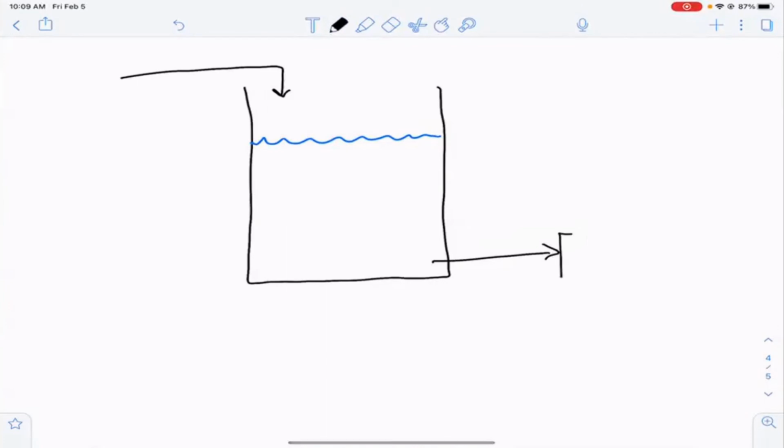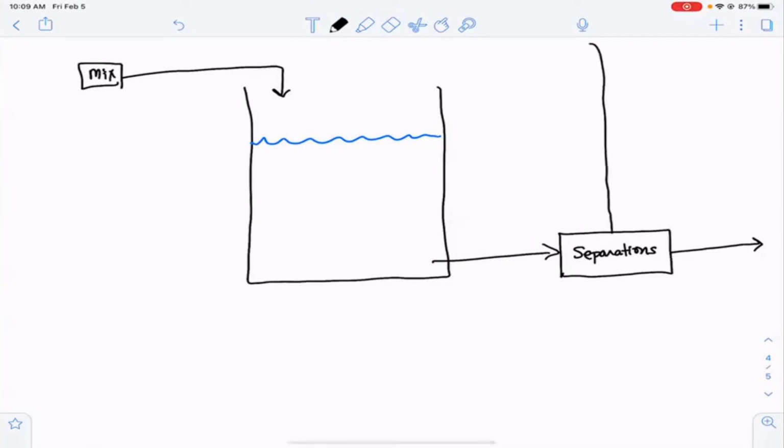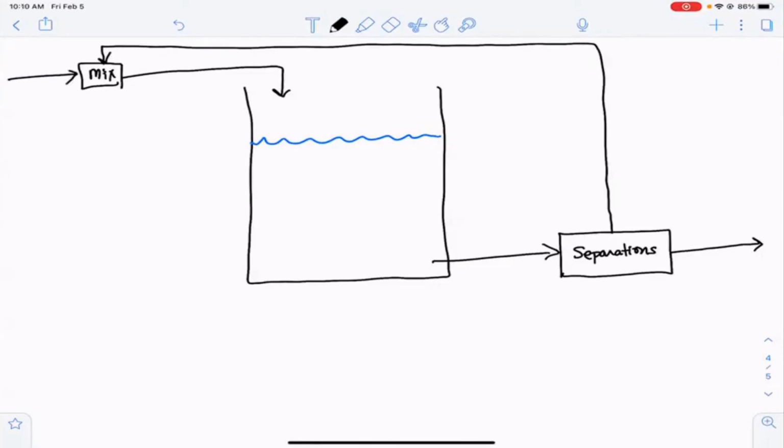So let's say we have a separations process happening here, and some flow is going to leave there, and some flow is going to get rerouted, right? So we're going to have a mixer here, and leaving the separator, we have a stream like this. And then, of course, now we have our initial inlet flow, okay?